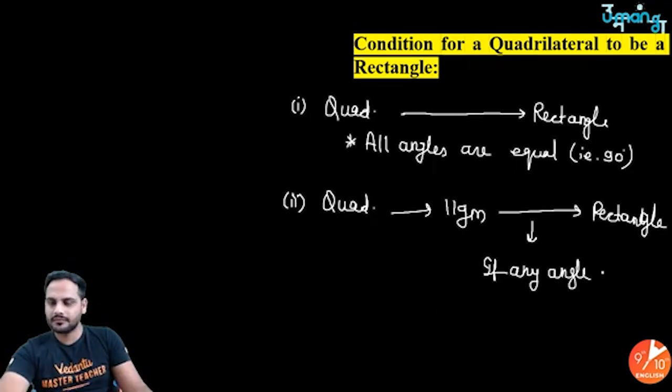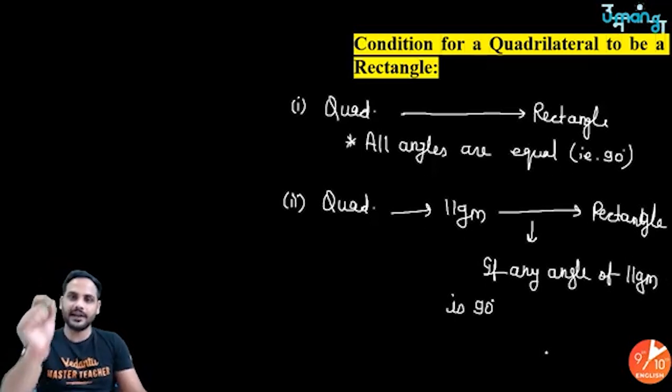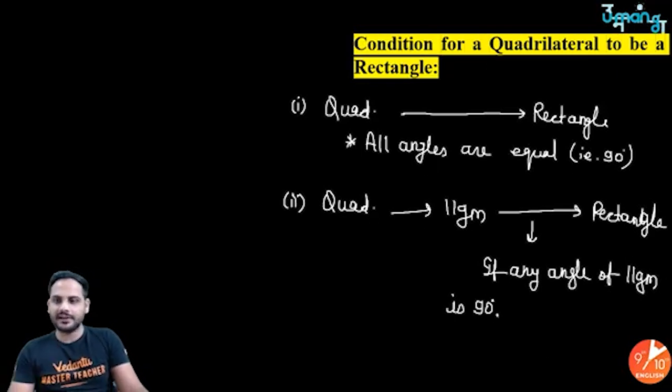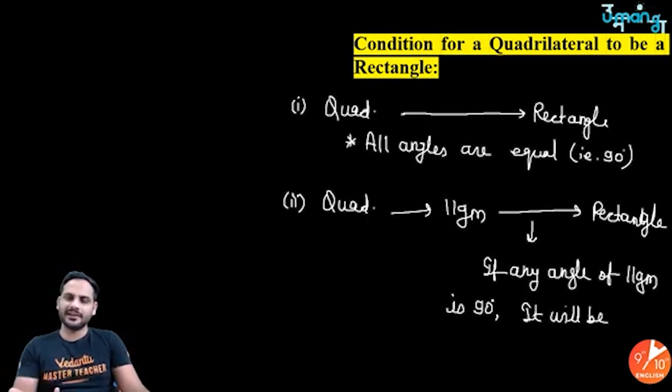if any angle of a parallelogram is 90 degree, we can say it will be a rectangle. Now again you will think, sir, for a rectangle we want all the angles to be 90 degree. So in a parallelogram if any one angle is 90 degree, how can we say it will be a rectangle? So let us understand it.